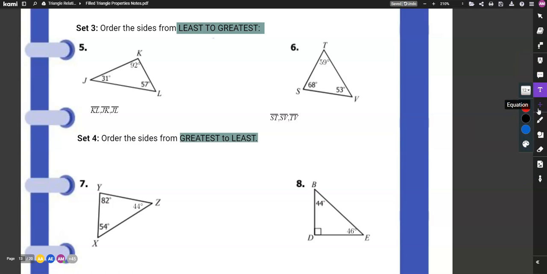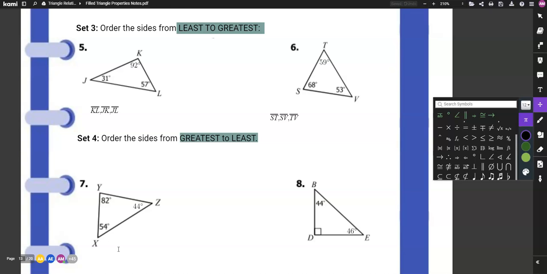So we have number 7, triangle XYZ. Z is our smallest angle, X is our medium angle, and Y is our largest angle. So we're going to start with the side across from Y, which is side XZ. Then across from the 54 degree angle, angle X, is side YZ. And finally, across from angle Z is side YX, or XY, whichever way you want to do it.